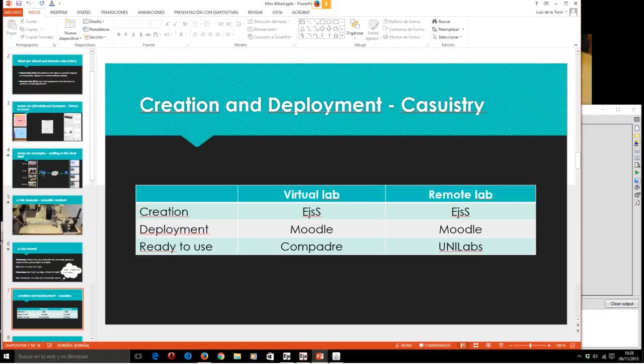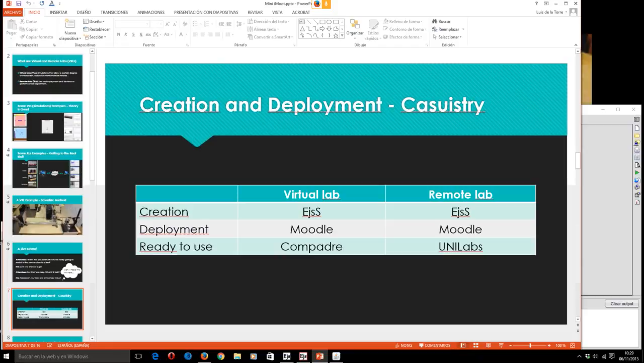And of course, for the deployment, as you have already seen, for both virtual and remote labs, we use Moodle. And going back to EJSS, despite the name, which stands for Easy Java and JavaScript Simulations, my group at UNED has been working on extending this tool, EJSS, so you can also use it for remote labs, not only for virtual labs or simulations.